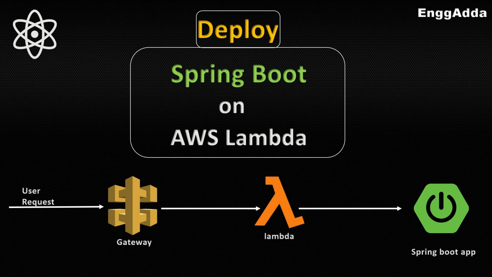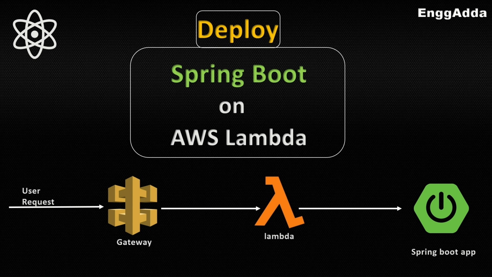So here you can see we will create a gateway, and the user will hit the request or API provided by the gateway. That request will be routed to the Lambda function that we created, and we'll deploy our application on the Lambda function itself. So this is the whole flow.